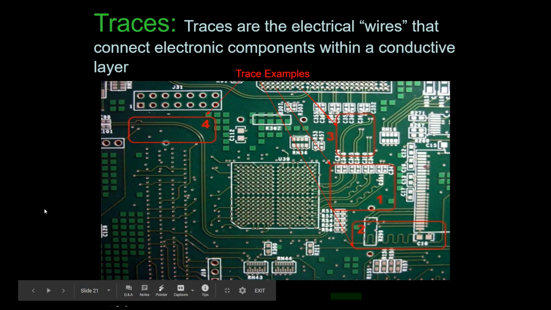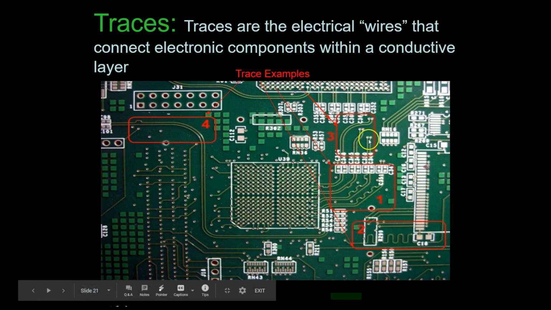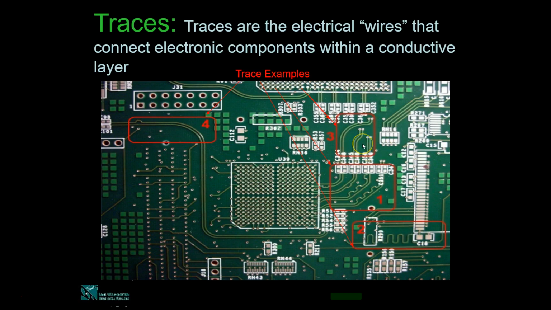Now let's talk about the traces. So here traces are the electrical wires that connect electronic components within a conductive layer. In this example, you can see all these connections. These are traces. Here you see this light green portion, these rails. These are traces. These all are traces. So their function is to connect between 2 points where you want the electricity to pass.